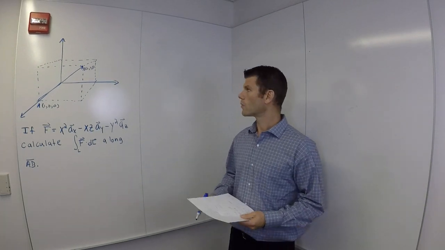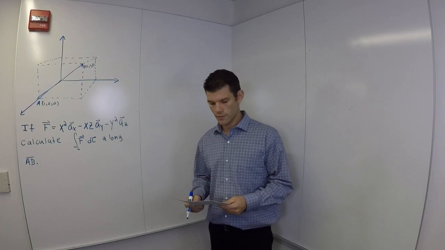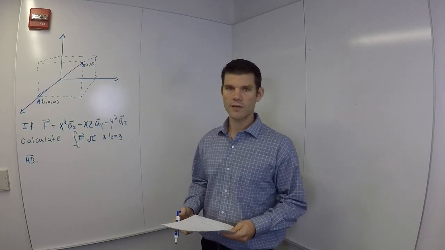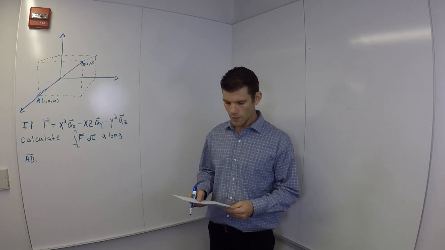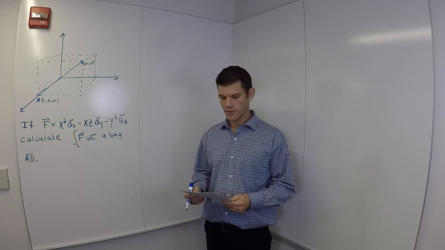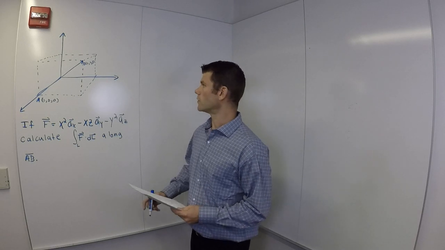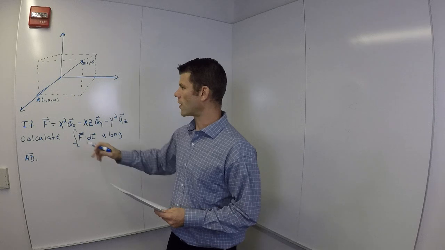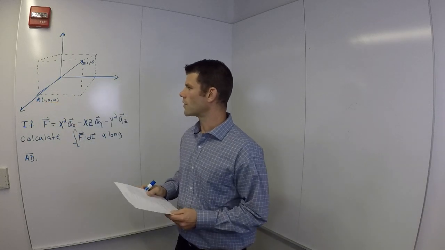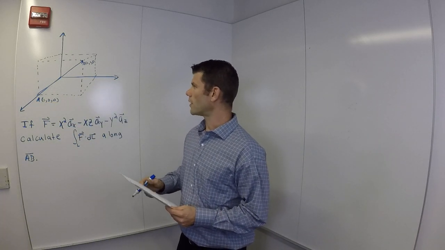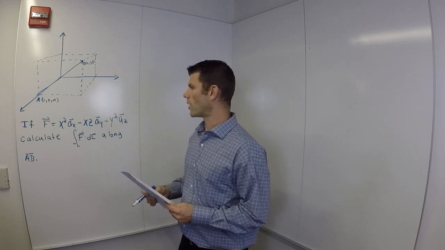Okay, so we're going to go through and do one of the two examples I talked about in class that we wouldn't have time to get to. So the first example here is calculating a line integral. So you can see here we have a ray going from point A, which is (1, 0, 0), to point B, which is (1, 1, 1).